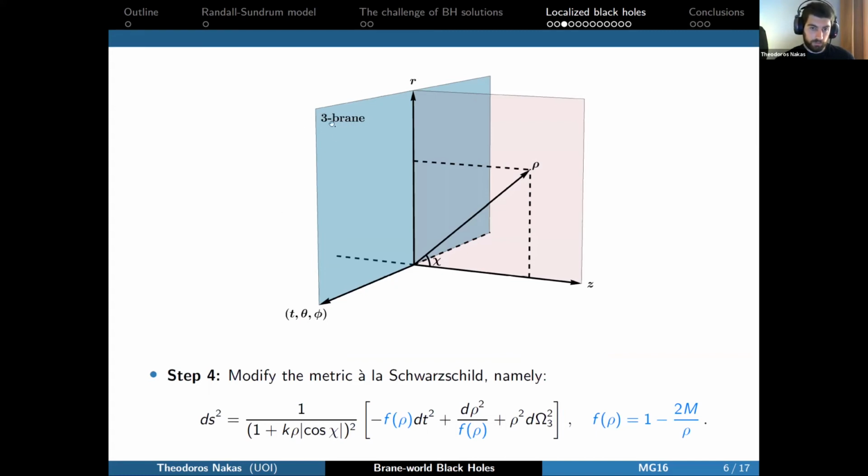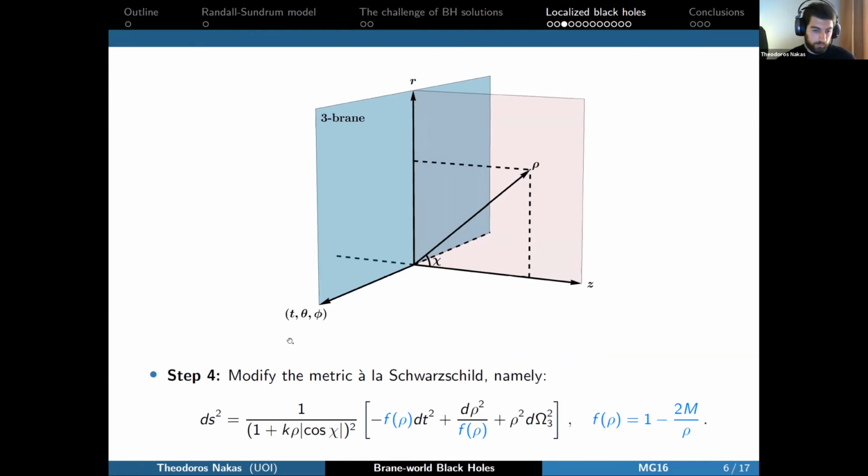Here you can see the geometrical setup of the five-dimensional spacetime. The three-brane, which is our world, consists of the coordinates t, r, theta, and phi. Z is the extra dimension, while the coordinates rho and chi are the coordinates which were used in order to introduce the higher dimensional spherical symmetry.